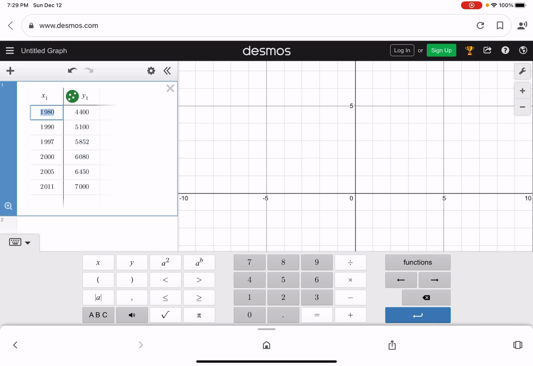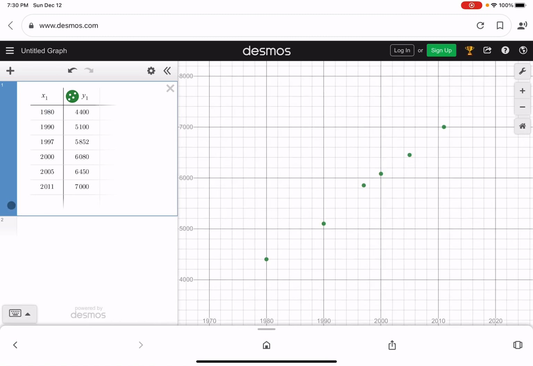Okay, and then you want to just double check that you typed in all your values correctly. It looks like I did, so just make sure you do that so that you're not answering all the questions slightly off. The next thing I want to do is come over here to this little magnifying glass with a plus sign in it. It's called the zoom fit button, and that way I can see all of the dots.